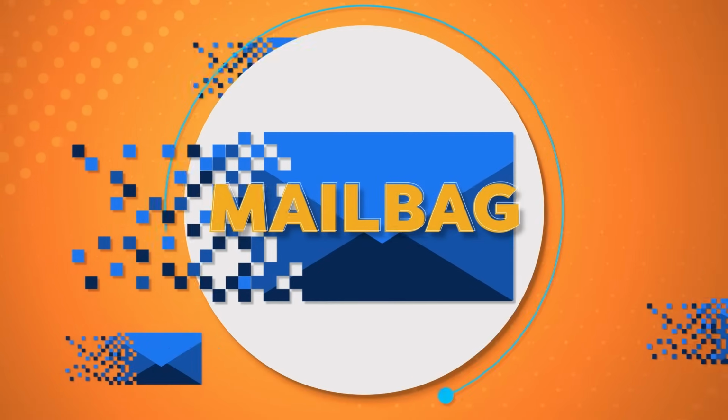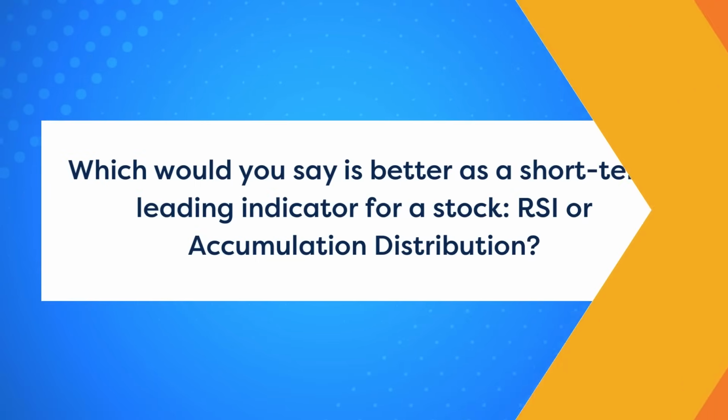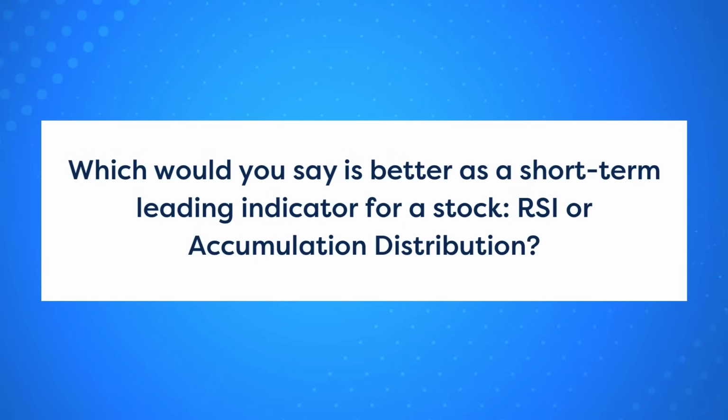Dave, which would you say is better as a short-term leading indicator for a stock, RSI or accumulation distribution? Interesting question, and to be honest with you, while I think they probably feel like very similar indicators, these are actually a little bit different. And I'll show you an example here.